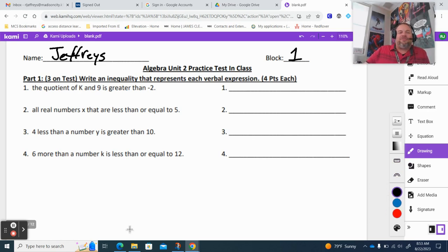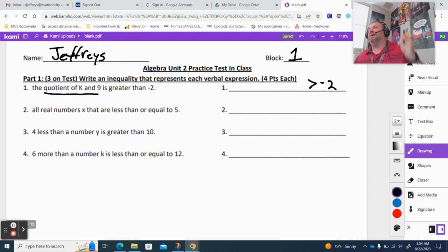Okay, so now you're going to have 3 of these on the test. They're 4 points each to make sure that you get everything there. Only 3. Sorry. Now, it says the quotient of k and 9 is greater than 12.